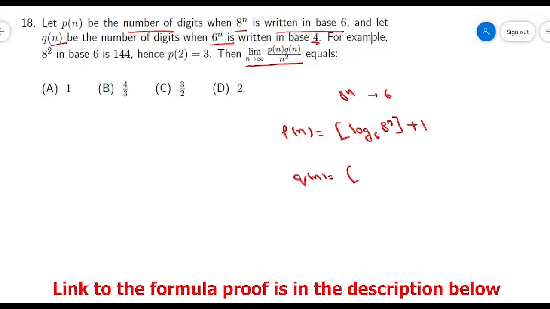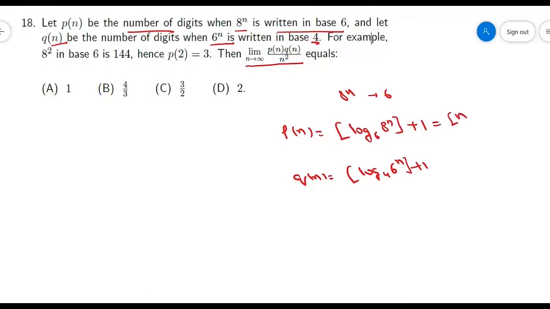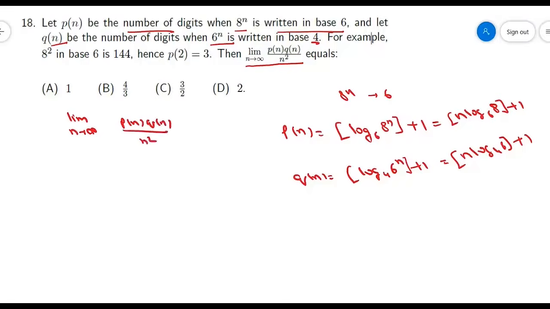So Q_n will be the greatest integer of log, base is 4 and the number here is 6 to the power n, plus 1. So basically P_n is the greatest integer of n log 8 base 6 plus 1, and Q_n is the greatest integer of n log 6 base 4 plus 1. Now we need to find this limit, which is limit n tends to infinite P_n into Q_n upon n square.